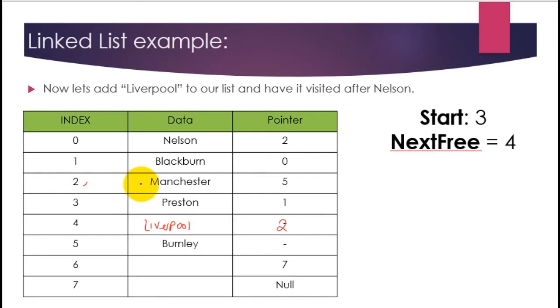But what we do want to bear in mind is that we want Liverpool to be visited after Nelson. So Liverpool is index 4, so we can get rid of this one and put 4 here. So what will happen now is people will go to Nelson, then to index 4, which is Liverpool, and then from Liverpool to index 2, which is Manchester. And so we've just added it to our list. What does that actually mean? Have a quick look. This is what the answer might look like.